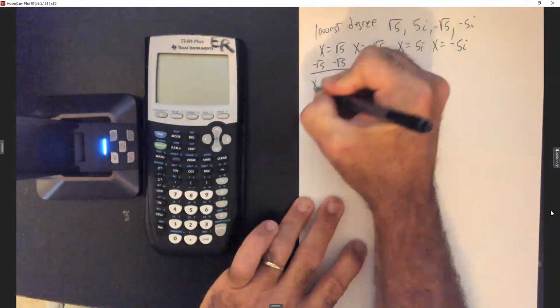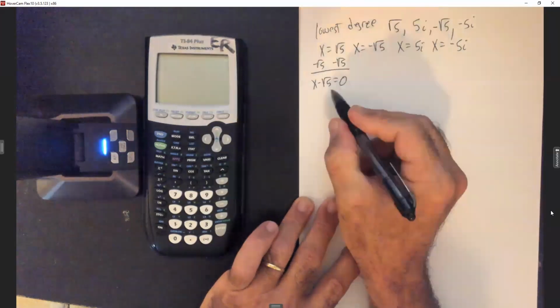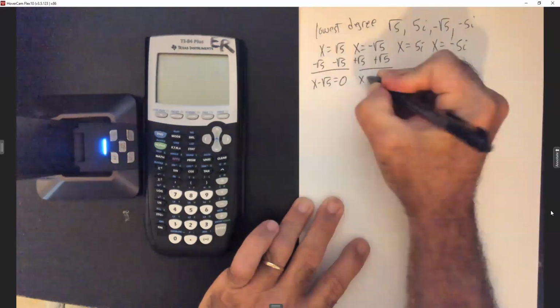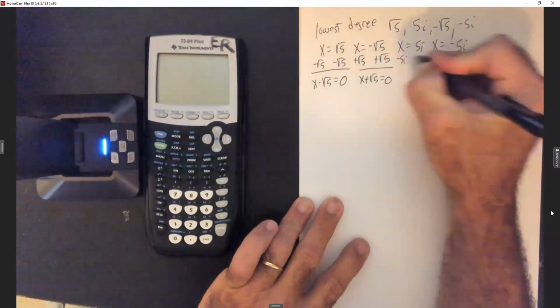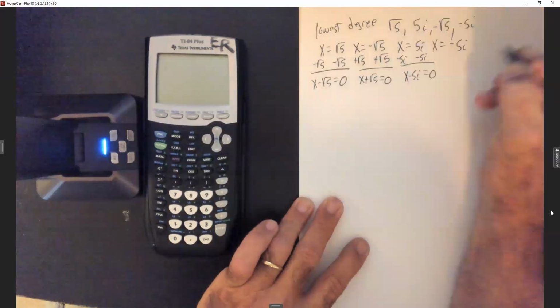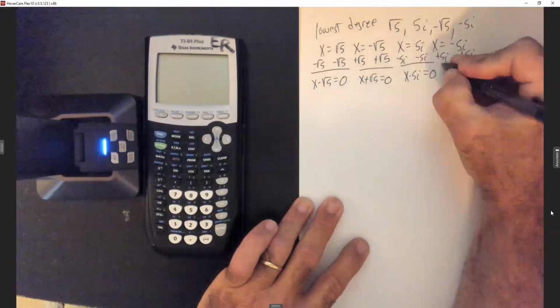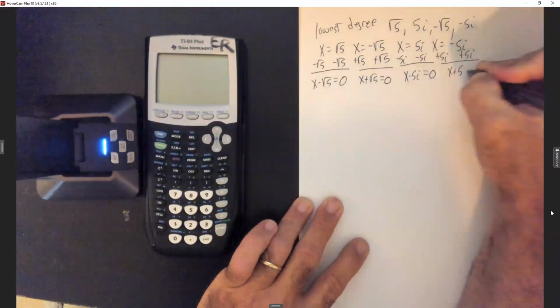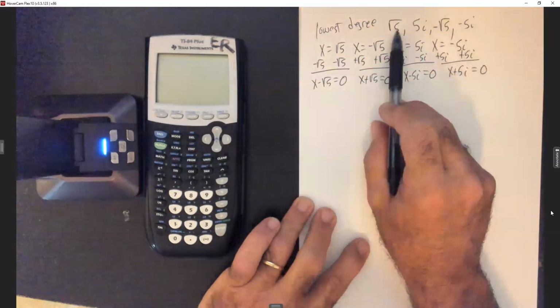So x minus square root of 5 is 0. This one we will add. So x plus square root of 5 is 0. And then subtract 5i from this one, and add 5i to the last one. Y'all, when you see this, change its sign and put it behind the x's, right?